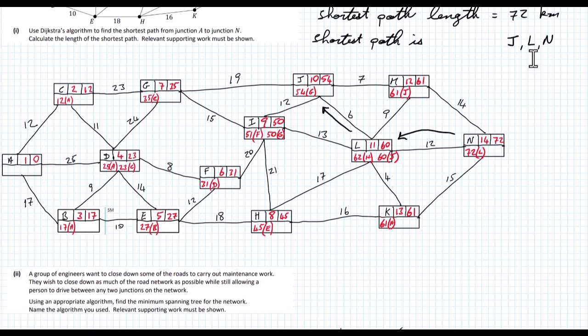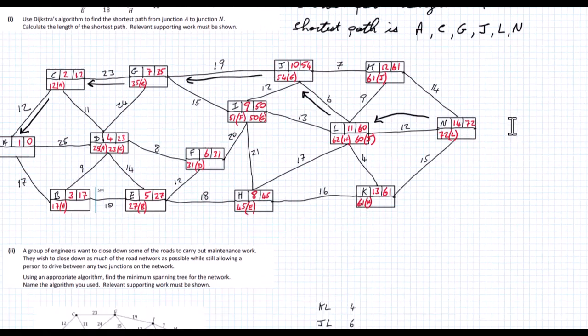And from J then we can see that we came from G, which is out along this way, so put G there. From G we can see that we came from C, out in that direction, so it's going to be C. And then from C we can see that we came from A, so that's it. So our shortest path is ACGJL with a length of 72 kilometers. So that's it for part 1.